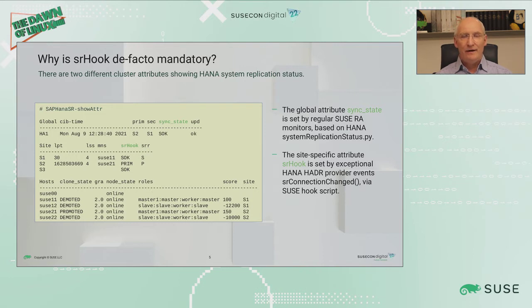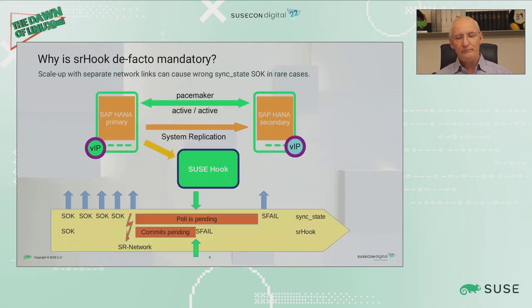On the other hand, the srHook attribute is based on the HANA event connection change. That means this attribute is written by HANA actively towards the cluster. And this attribute can distinguish between sites, so it is site-aware. Another consequence of the polling versus the HANA event is that the sync state attribute might get lost in certain circumstances.